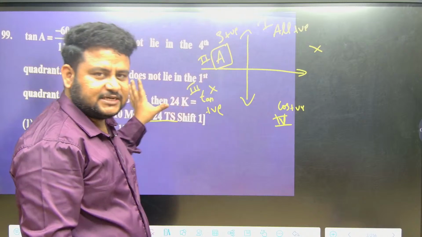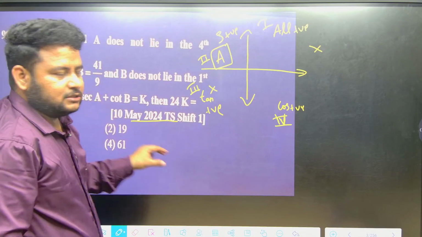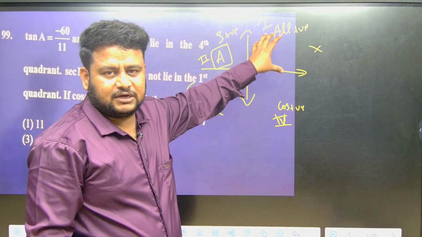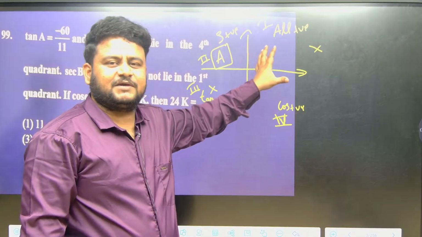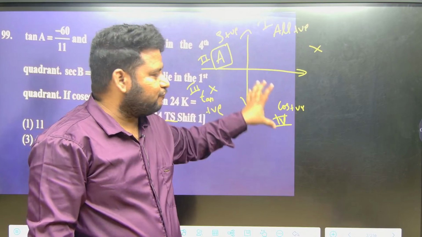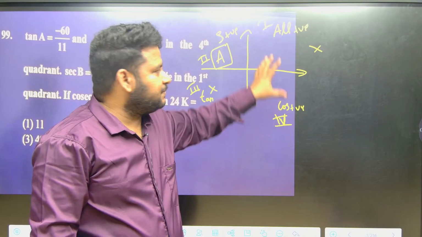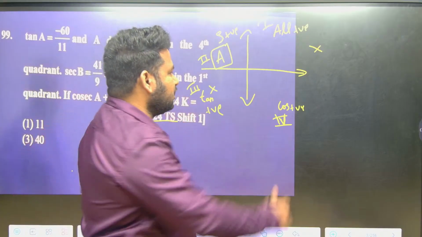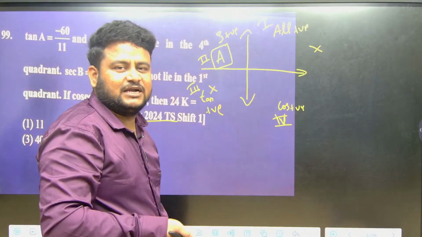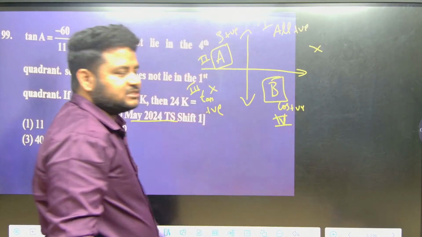So observe again. Secant is given a positive value, and B does not lie in the first quadrant. Secant B can become positive in the first quadrant and also in the fourth quadrant, because cos is positive and secant is positive in the fourth quadrant. But they are telling B does not lie in the first quadrant. That means definitely B will lie in the fourth quadrant.